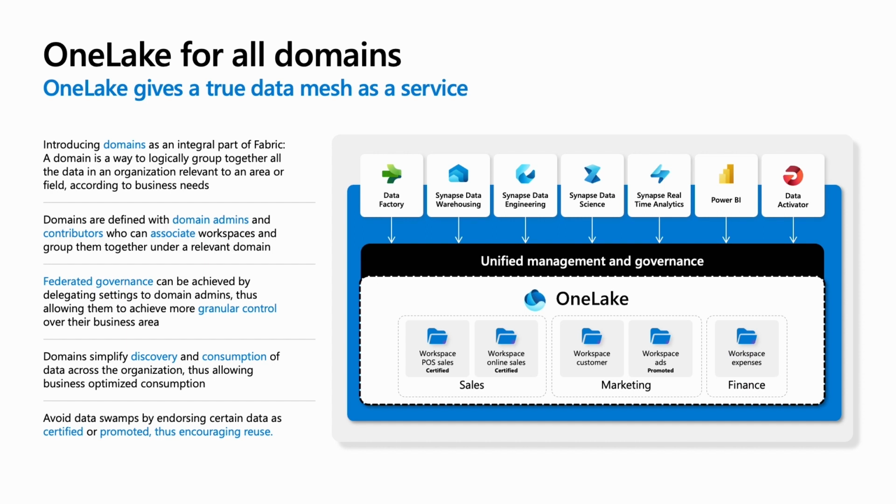In addition, true federated governance can be achieved by delegating settings from the tenant level to the domain level, thus allowing domain admins to achieve more granular control over their business area. Business optimized consumption is provided as well, as domains simplify discovery and consumption of data across the organization, as users can filter per domain and discover data in that way. And last, data swamps can be avoided by endorsing certain data within a domain and tagging that data as certified or promoted, thus surfacing that data to the top and encouraging reuse.